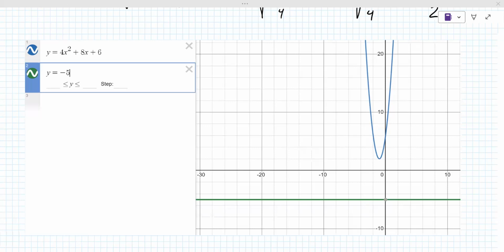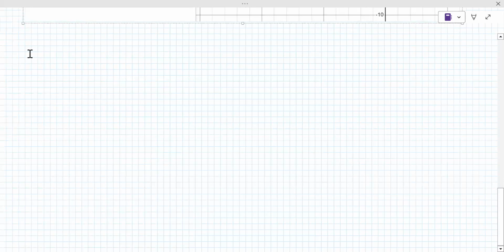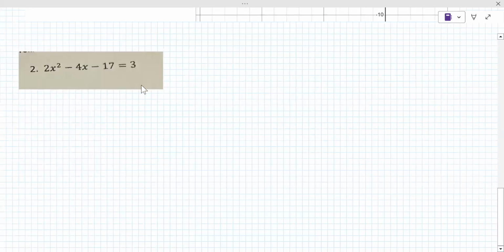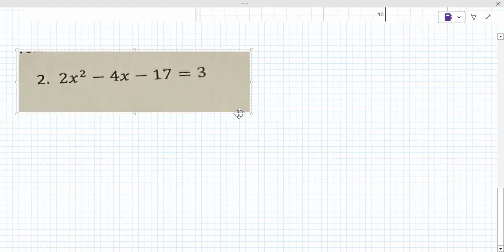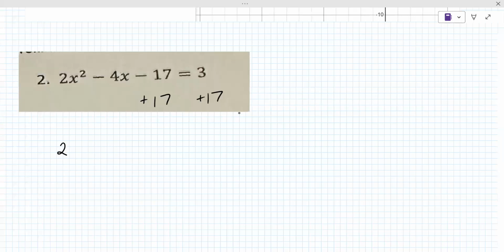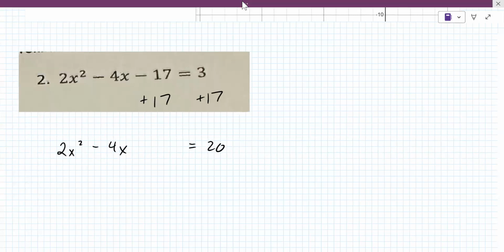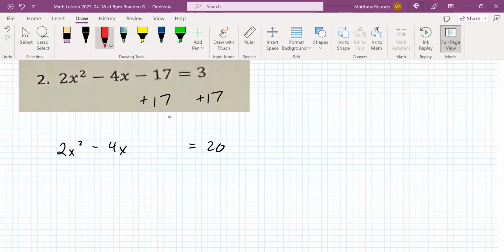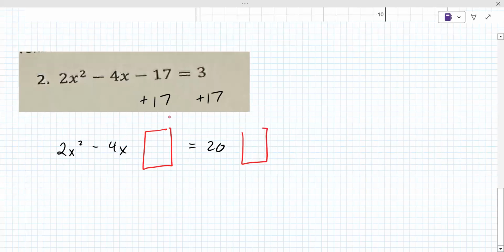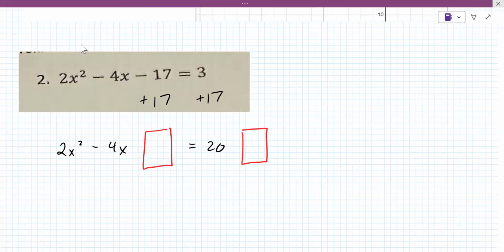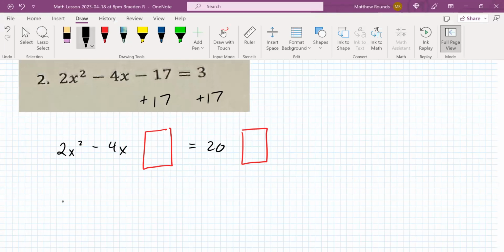Snip that in here. All right, so number 2 here. 2x squared minus 4x minus 17 equals 3. I like to move the constant over to start. 2x squared minus 4x equals 20. We're going to fill in this thing in red here. We're going to put a number there. It's got to be on both sides of the equation. We can talk about why that is if we need to.